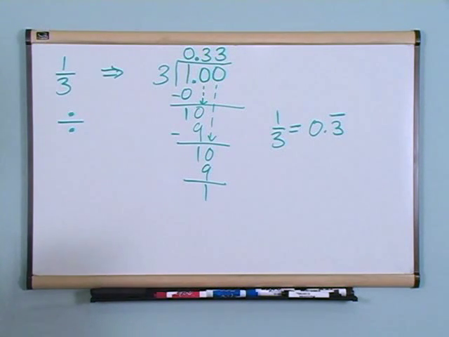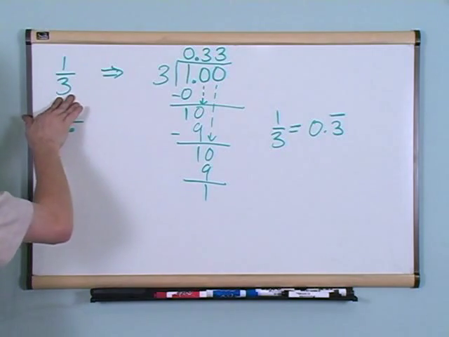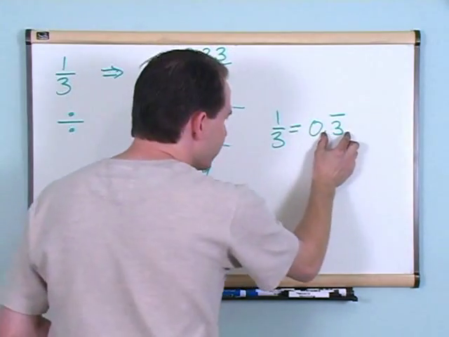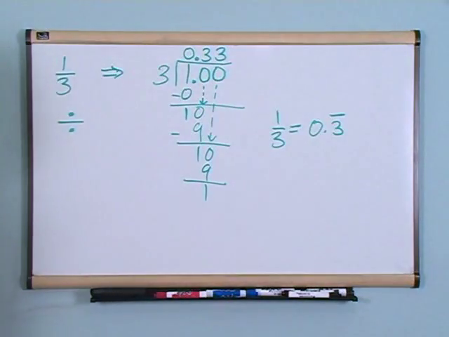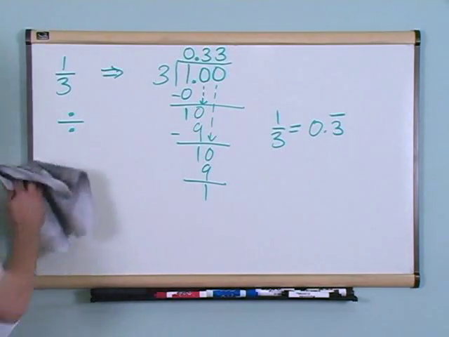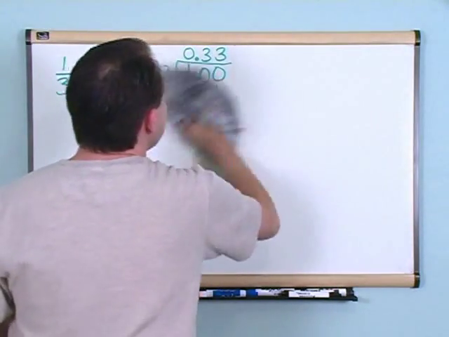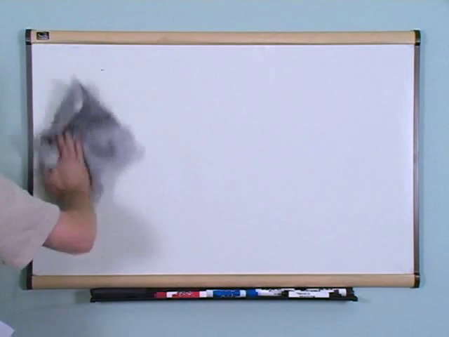So that's an example of how you have a fraction, which is a number less than 1. Here is a decimal, which is also a number less than 1. They're exactly the same thing. They're just 2 different ways of writing the same thing. And that's why sometimes fractions are useful, and that's why sometimes decimals are useful.